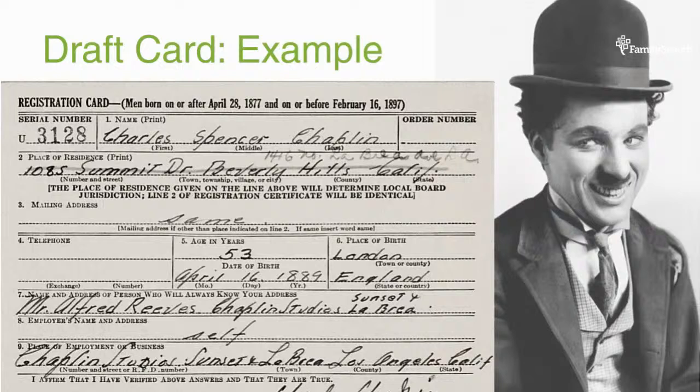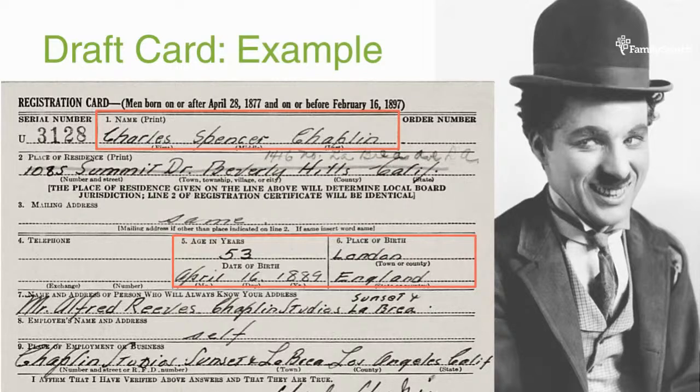So here's an example of the record for, this is a World War II draft card for Charles Spencer Chaplin. And on this particular card, they actually asked for your place of birth, the town of birth. And in this case, that was London, England. And he was born April 16th, 1889.